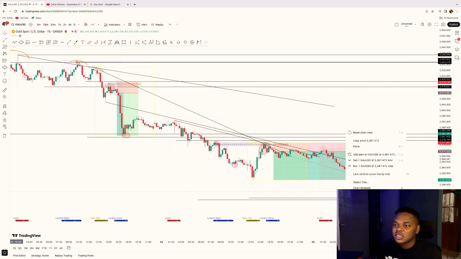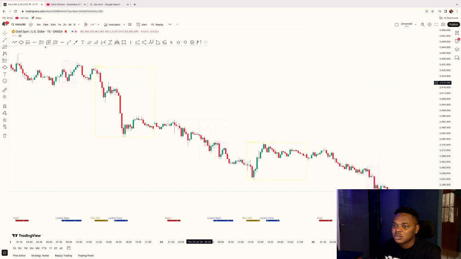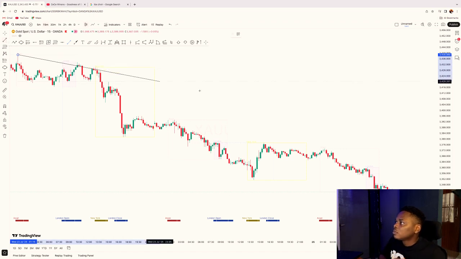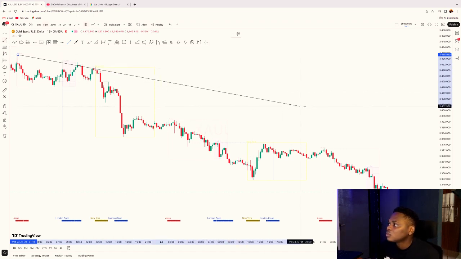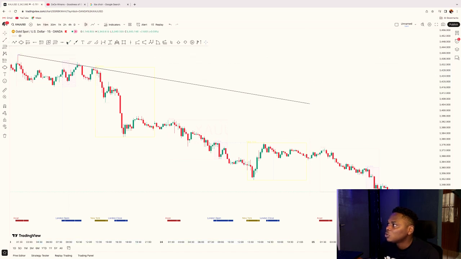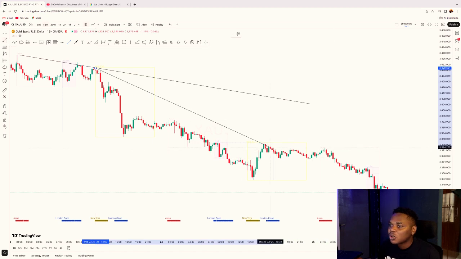Okay, now let me clear the chart. Let me remove all these trend lines. Now look at it. First of all, I connected this point. You can see the points here. I'm connecting from wick to body to wick. Then from this wick here, I'm going to connect to this particular point where I was looking at the entry. You can see that it was upon the second touch I took myself in.